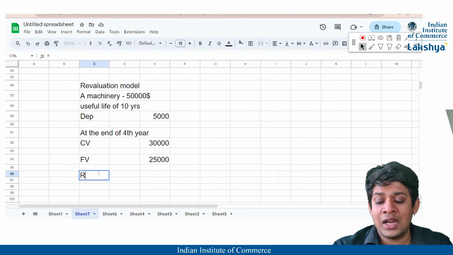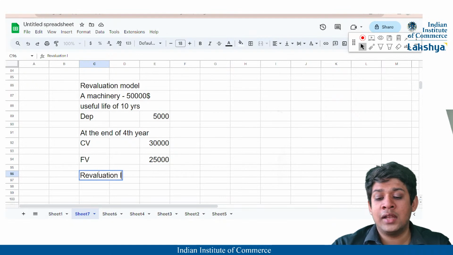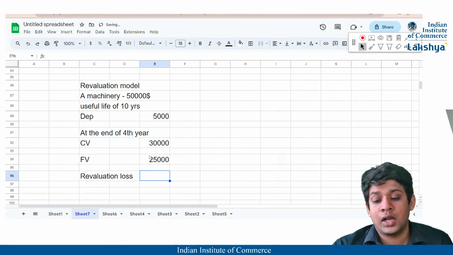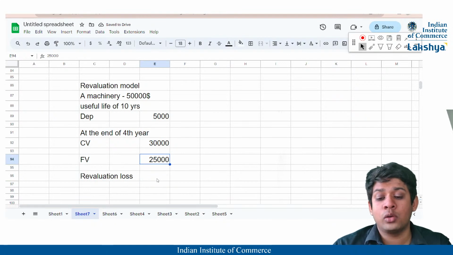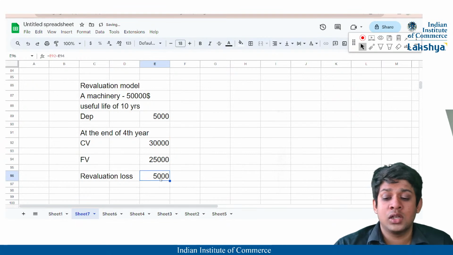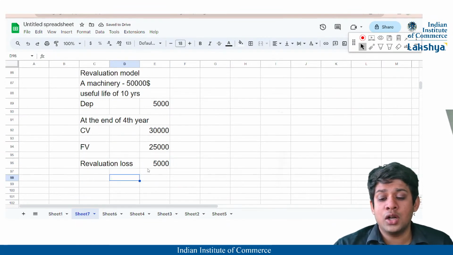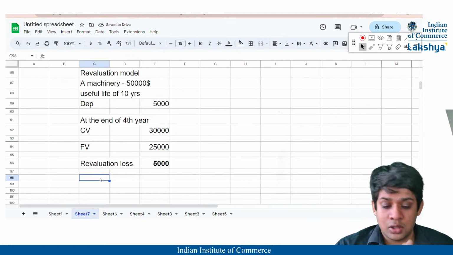That means it is a revaluation firstly, right? I will revalue it, and it is a revaluation loss to me. Correct? It is a revaluation loss because my asset value is going down. So 30,000 minus 25,000, it is a loss of 5,000. Correct? So it is a revaluation loss of 5,000. So how will I recognize this revaluation loss?